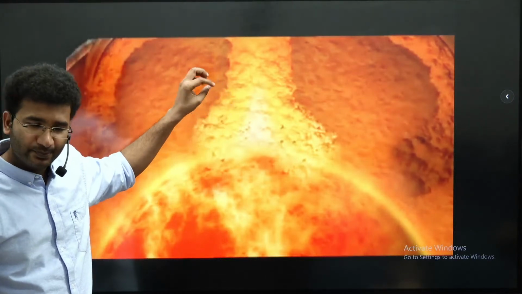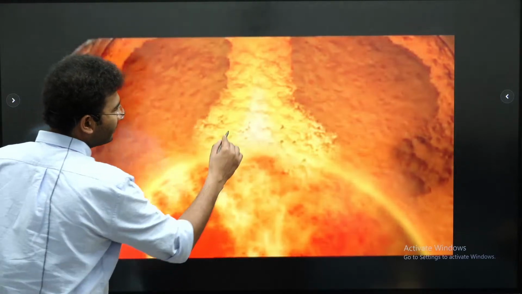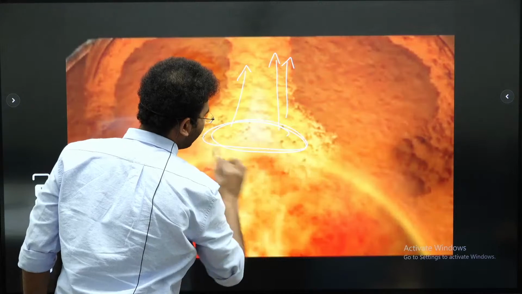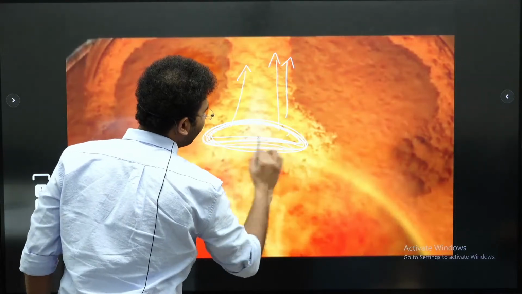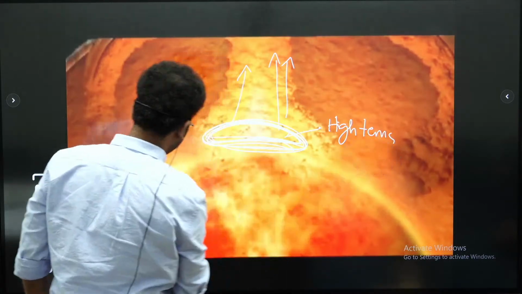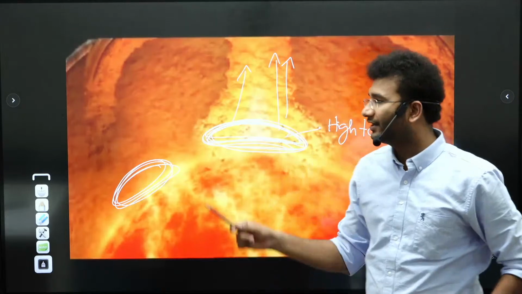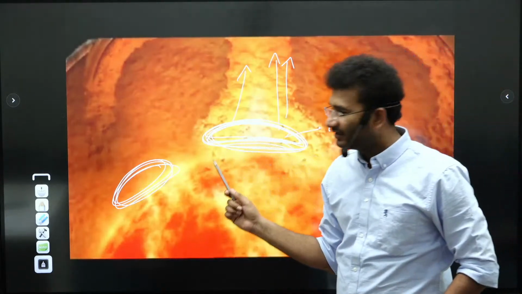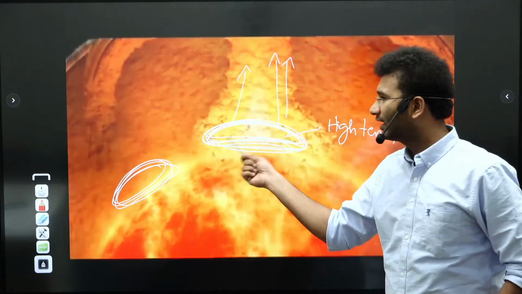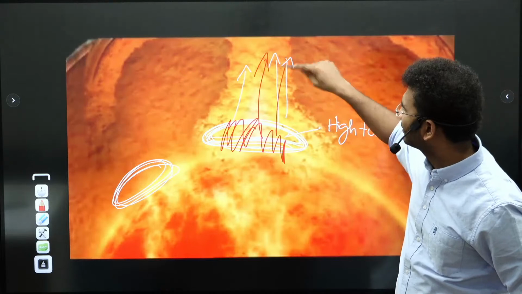Now why are these convectional cells formed? Kyuki, imagine if there is a rise in the magma material here, it is an indication that at this area you have high temperature as compared to this area. Now why do you have high temperature here? Any reason? Why do you have this high temperature? Why is it rising from here? Why not from here?